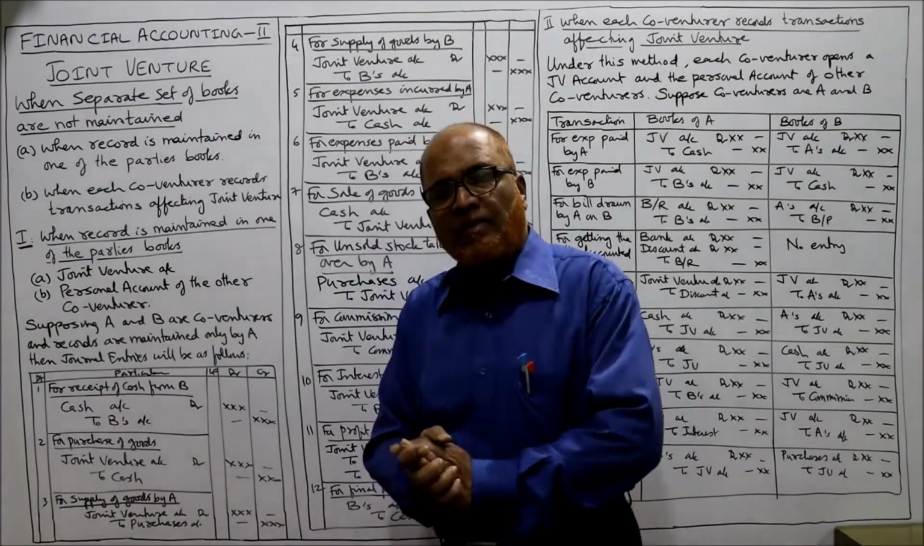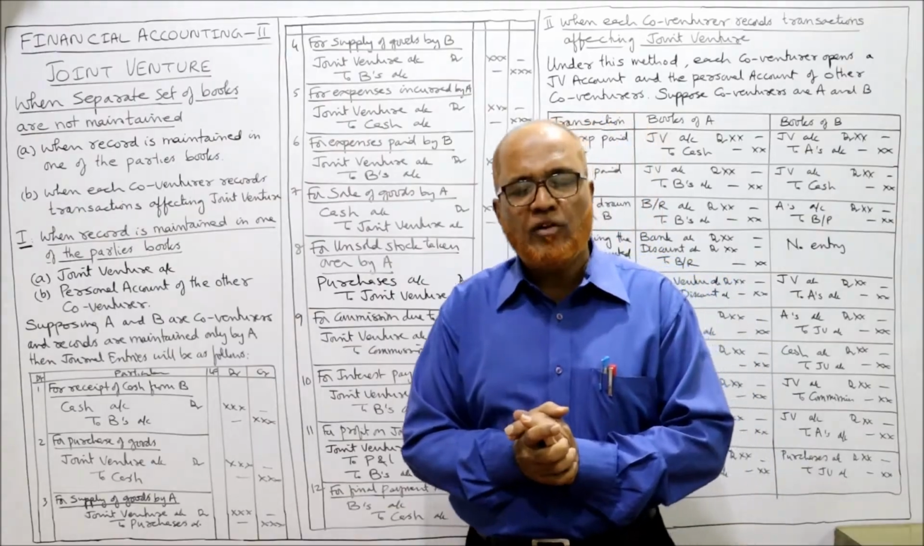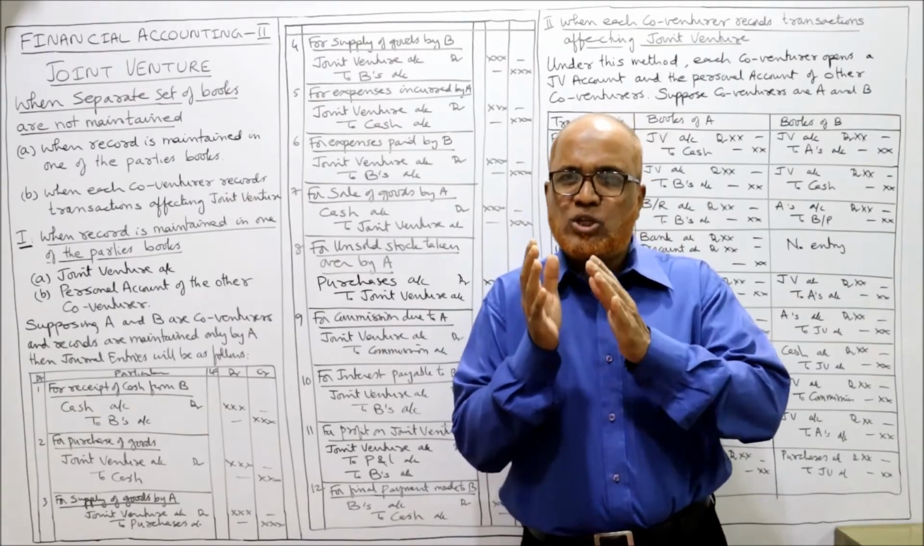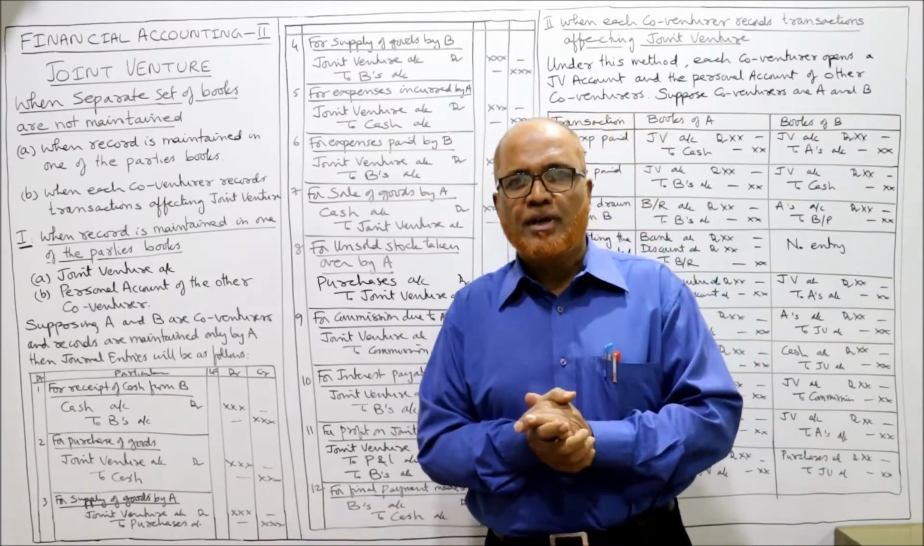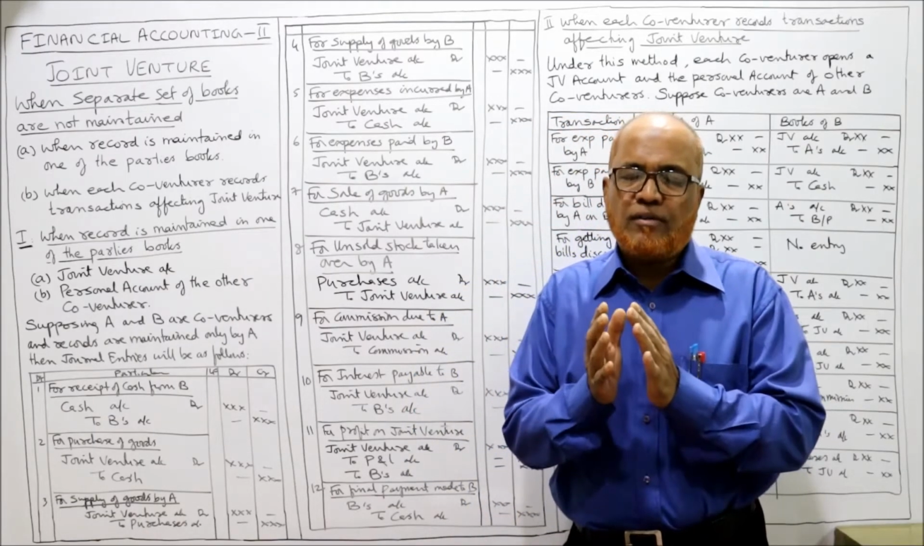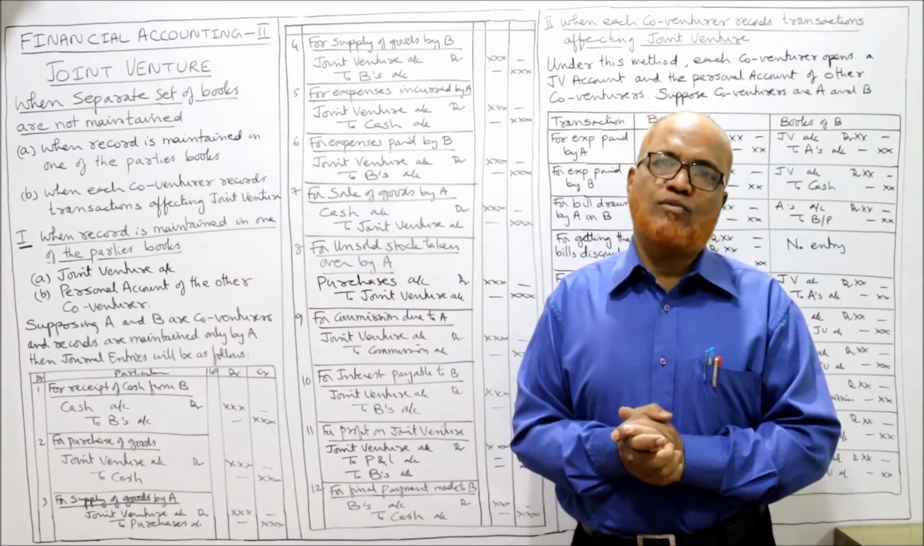Hello students, come on, we'll continue the topic joint venture. So we have discussed the meaning of the term joint venture, what the features of joint venture are, and the differences between partnership and joint venture, consignment and joint venture. So from accounting point of view, there are two methods of maintaining the accounts of joint venture.